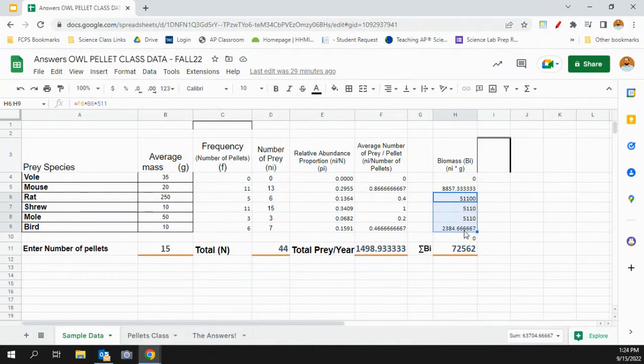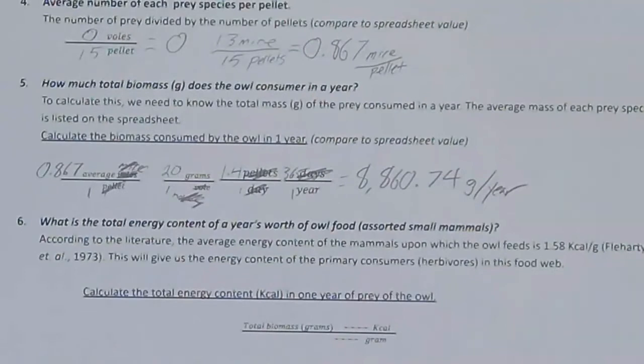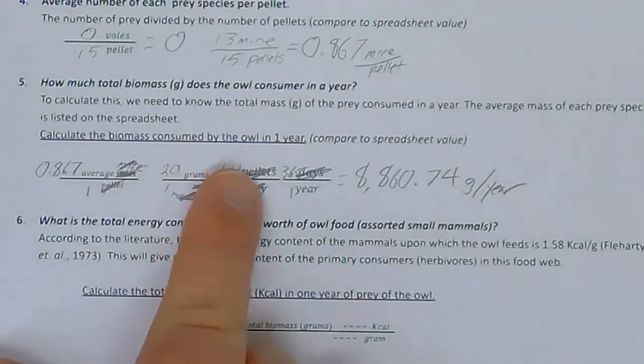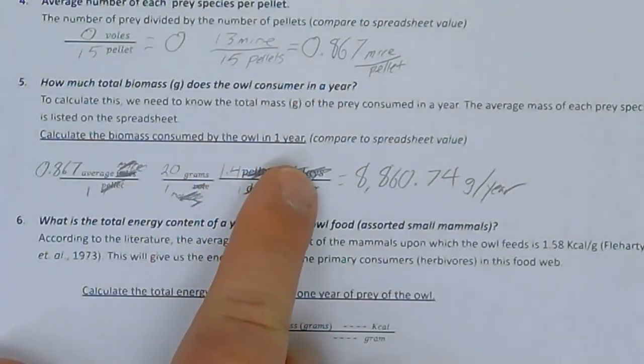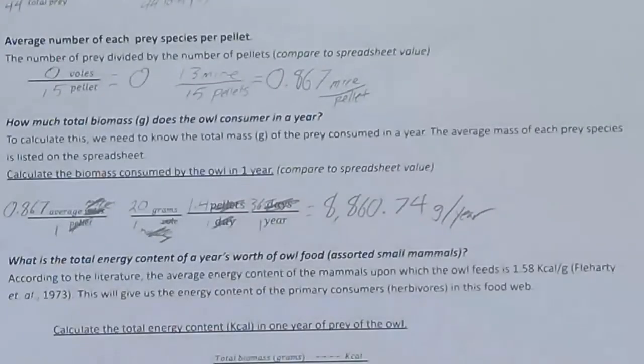And as you can see, those numbers match up there with a different rounding for birds. Now we've looked at these calculations, but remember what the question asked us here. Calculate the biomass consumed by the owl in 1 year. Okay, so it's not just how many mice it consumed.